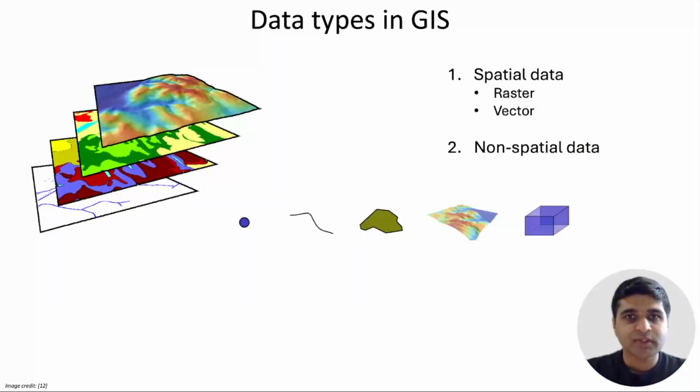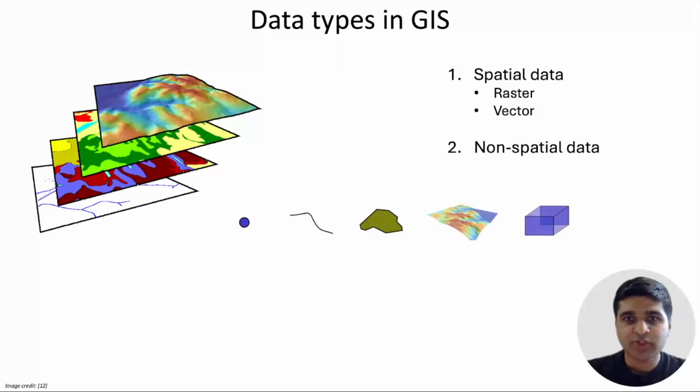In GIS, data is usually divided into two types: spatial and non-spatial. Spatial data tells us where something is on Earth, like the path of a river, the boundary of a city, or the height of a mountain, and so on. Non-spatial data gives us details about these places, such as a river's name, a city's population, or the type of soil in the region.